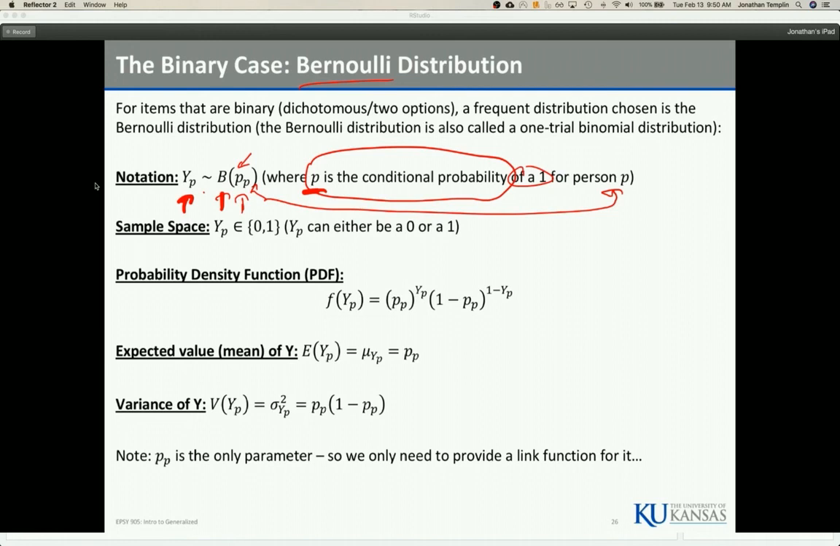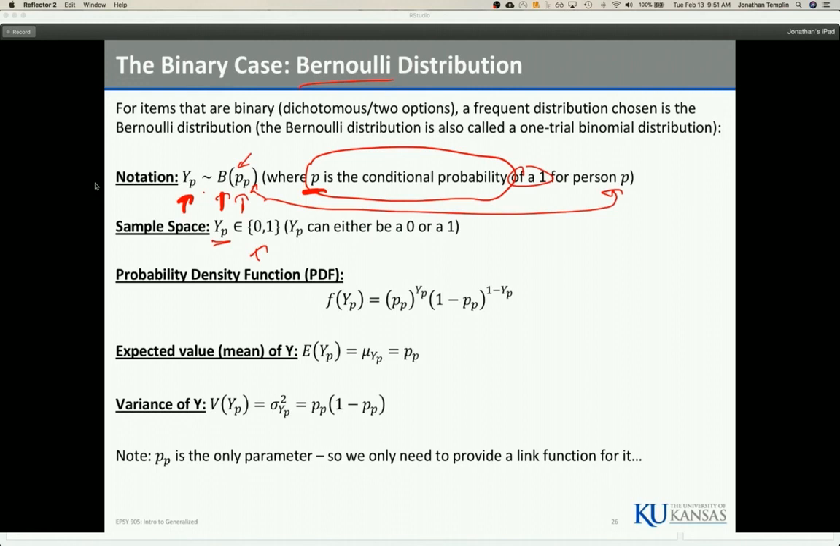So the sample space. What is the sample space of the Bernoulli outcome? What are the outcomes that are possible? It's either a 0 or a 1. So this matches perfectly with what our data happen to be, where y is 0 if a person is unlikely to apply to grad school, and a 1 if they're somewhat or very likely to apply to grad school.